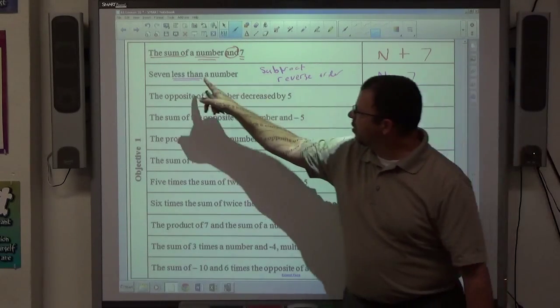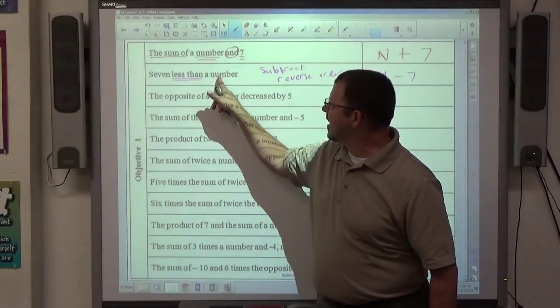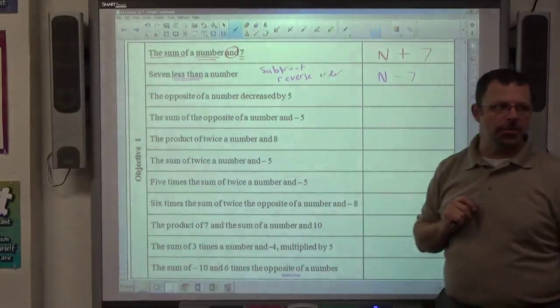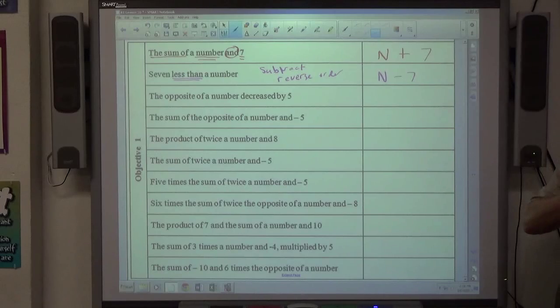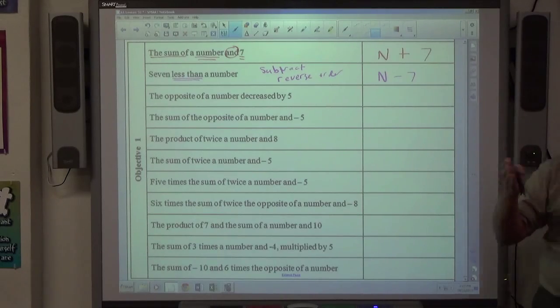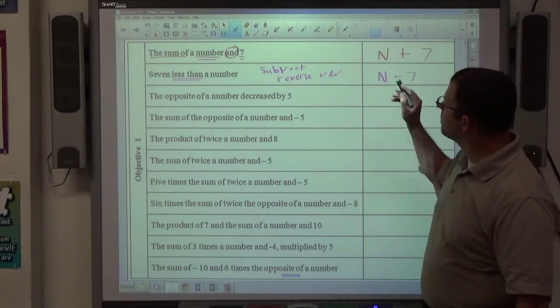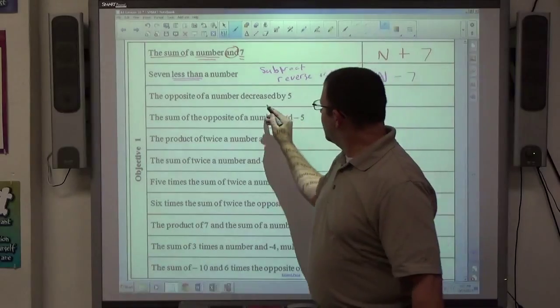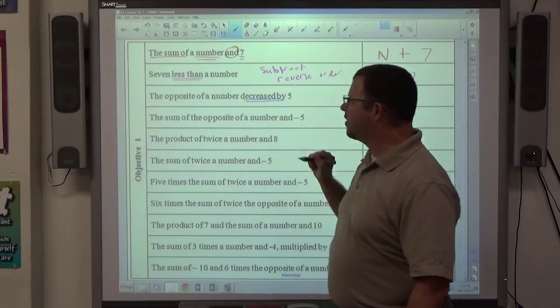So when you see less than, it is subtract, but reverse order, second thing minus first thing for that specific one. If it said 7 minus a number, that's 7 minus n. If it says the difference of 7 and a number, that's 7 minus n. But again, 7 less than a number, n minus 7. Alright, decreased by is another subtraction. That's in regular order.